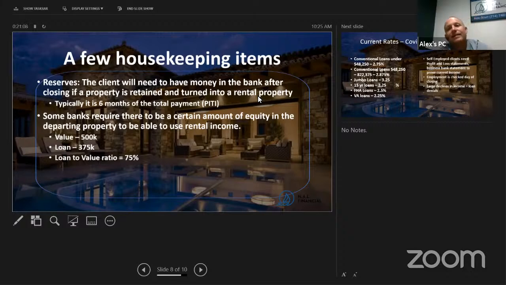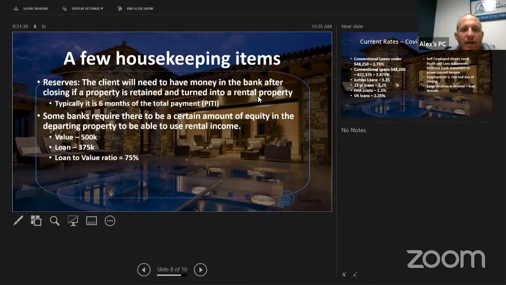So, if someone's really scraping, only has that 5% down, then we need to definitely keep that in mind. Reserves can come out of 401ks. They can come out of investment accounts. It doesn't have to be liquid. So definitely a good thought there.